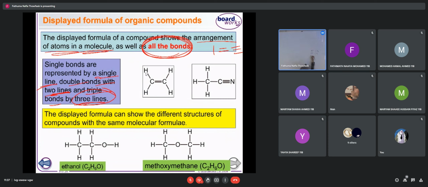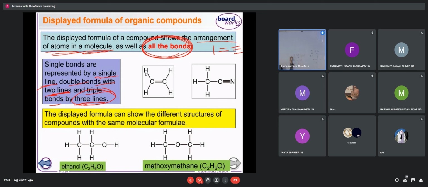Now I'm going for the displayed formula. In the displayed formula, carbon, and you need to show all the bonds like this. This is what we call the displayed formula. All right. So how about C2H6? 2 carbons, and all the hydrogens you need to show like this. This is the displayed formula of C2H6. This one is methane, this is ethane.